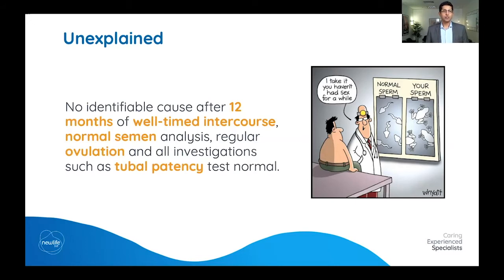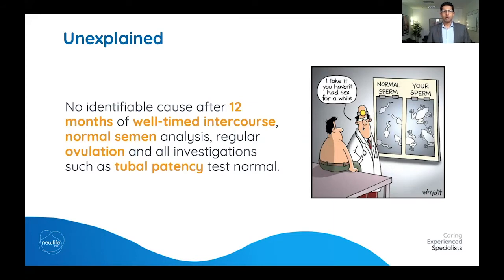And the definition of unexplained infertility is 12 months of well-timed intercourse in the presence of a normal semen analysis, regular ovulation, and both fallopian tubes being patent.